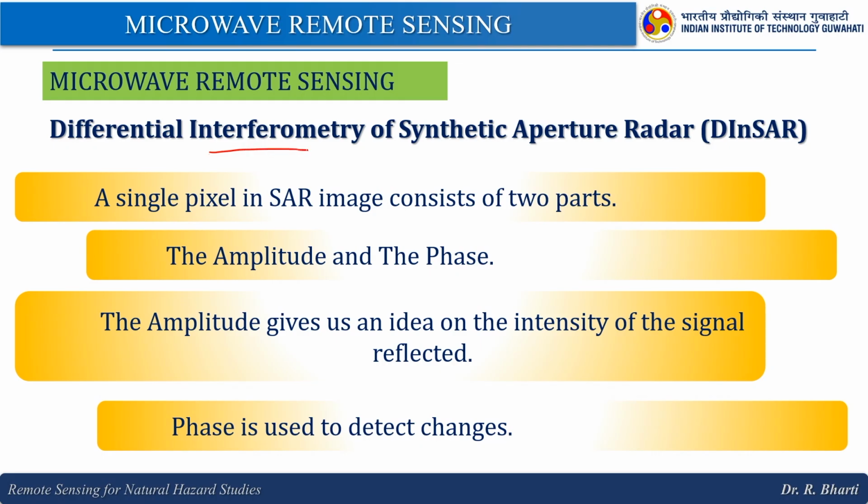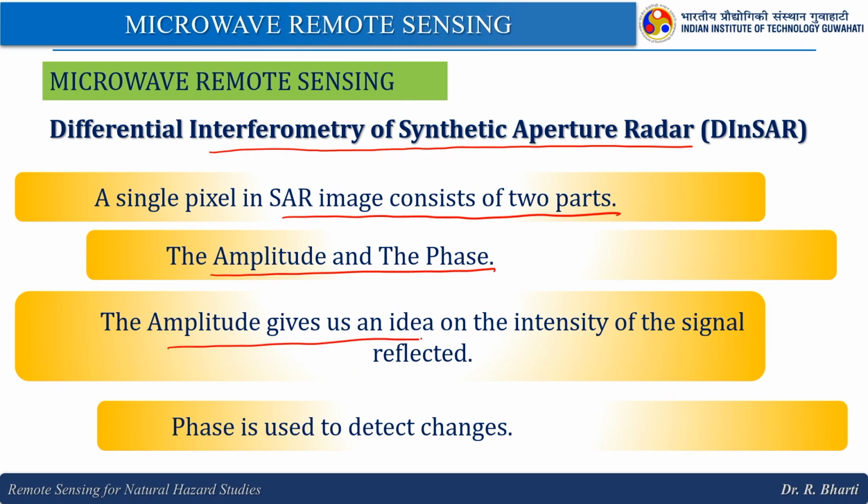When we talk about differential interferometry of synthetic aperture radar, a single pixel of a SAR image consists of two parts, the amplitude and the phase. The amplitude gives us an idea of the intensity of the signal reflected from the surface, the backscattered energy, and the phase is used to detect changes. Here we will utilize these two concepts together to identify whether there is any subsidence, structural deformation or surface deformation.